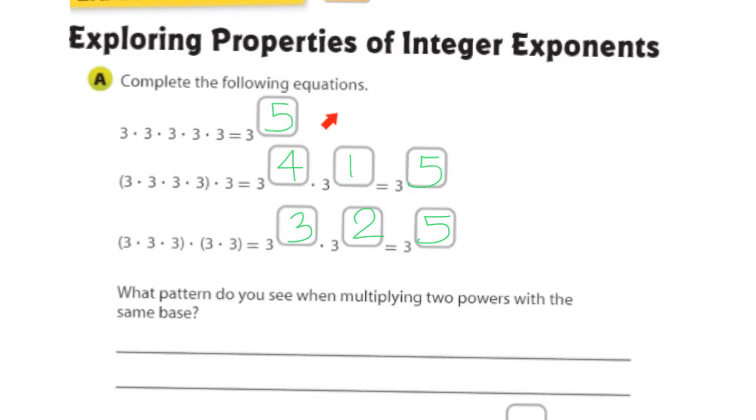So you can see that everything here is 3 to the fifth. They're asking you what pattern you see. So when you multiply the same base, what kind of pattern are you seeing? That's what they want you to answer down there. So think about it and I'll be right back.